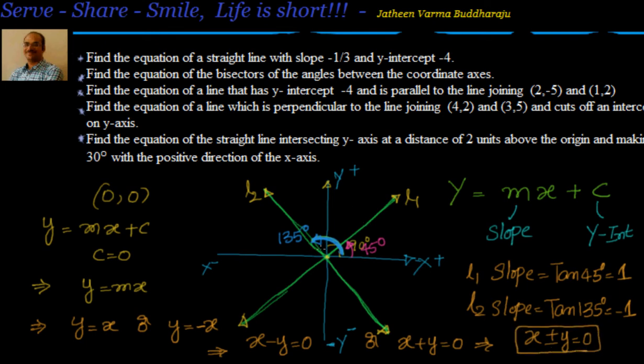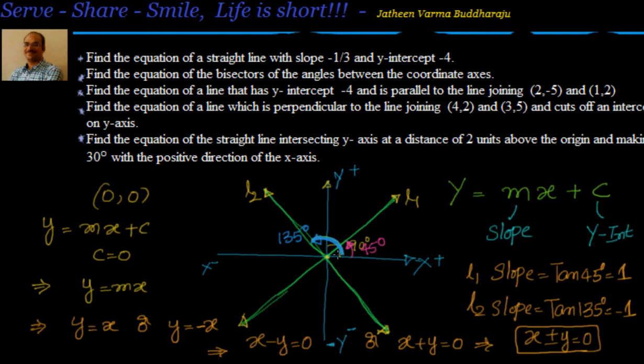So you can see that in the first quadrant and the third quadrant, if x is positive, y is also positive. In the second and fourth quadrants, you can see that if x is positive, y is negative. If x is negative, y is positive. So that's how we can find out the equation of bisectors of the angle between coordinate axes.